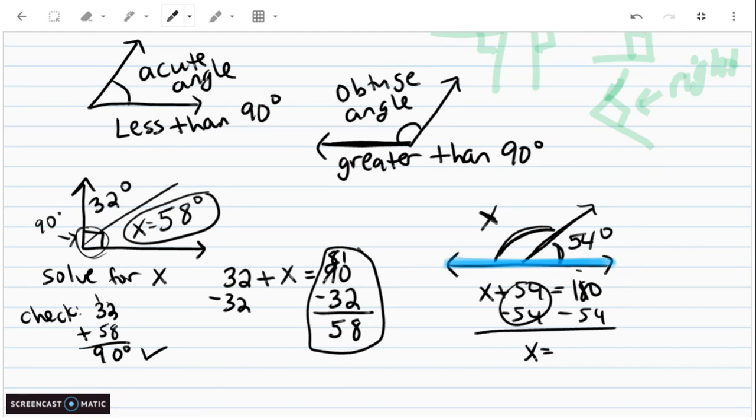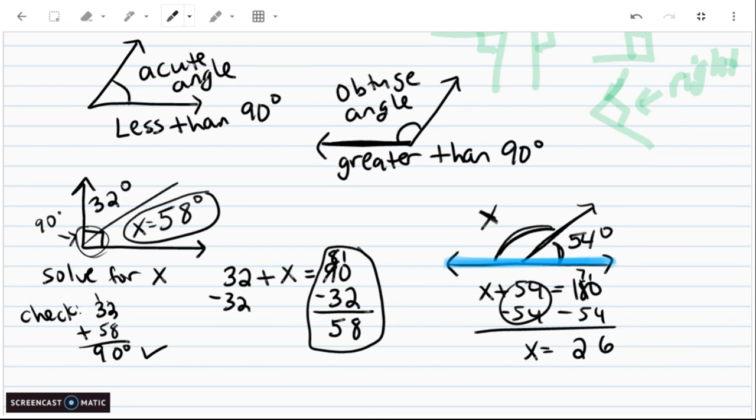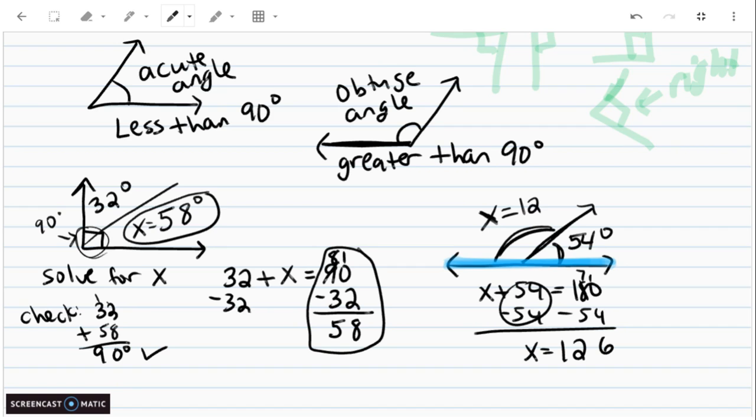180 minus 54, you can borrow. That's a 6, that's a 2, and then a 1. And so x equals 126 degrees. And so we can just verify. We can go 126 plus 54 just to make sure it adds to 180. So 6 and 4 is 10, 5, 6, 7, and 8, and a 1. So I know this checks.